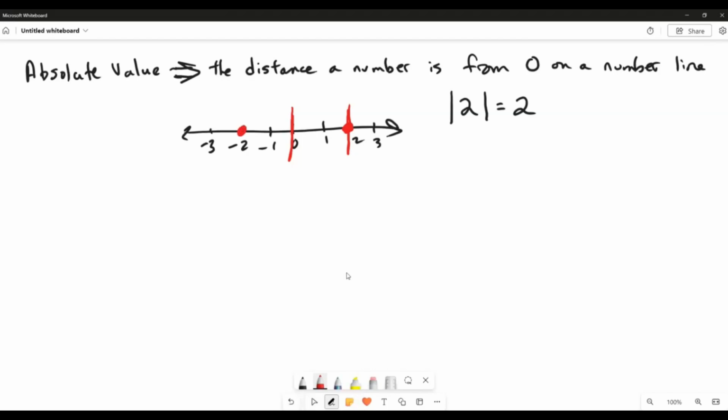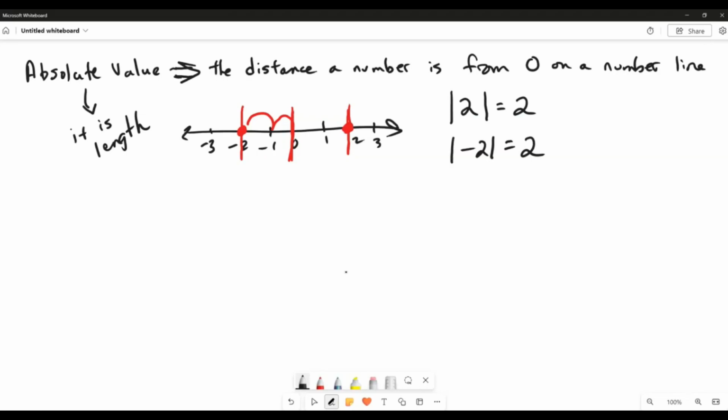If we look at the point -2, it is also 2 units away from 0 on the number line. So the absolute value of -2 is also 2 units. Because another way of looking at absolute value is its length. That's all absolute value is, the length.